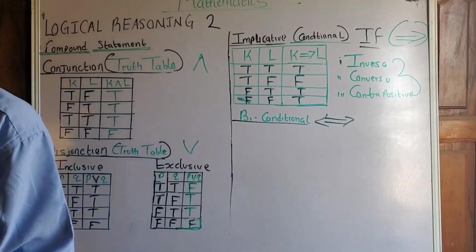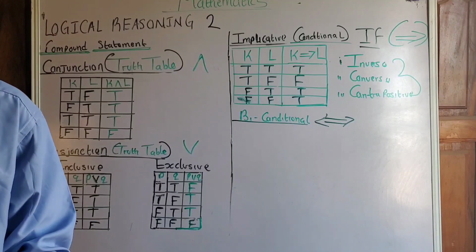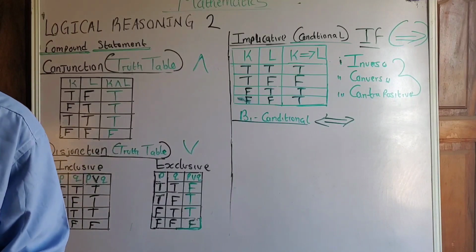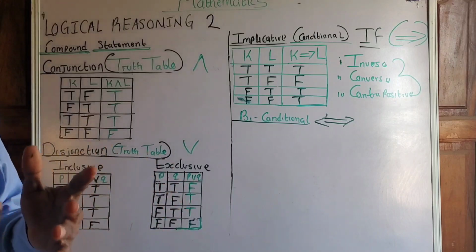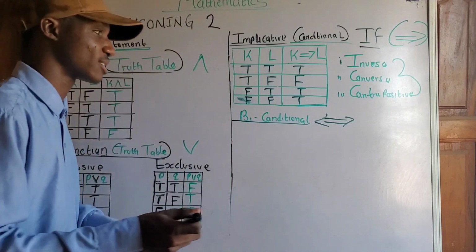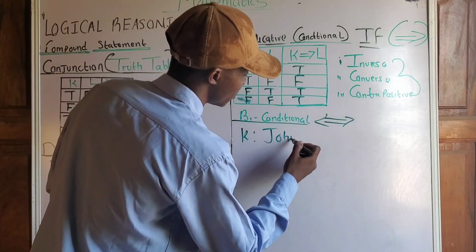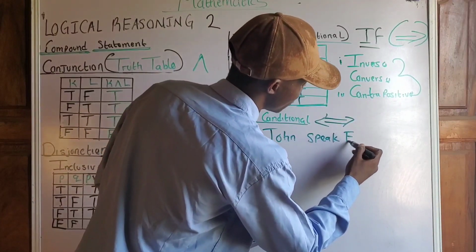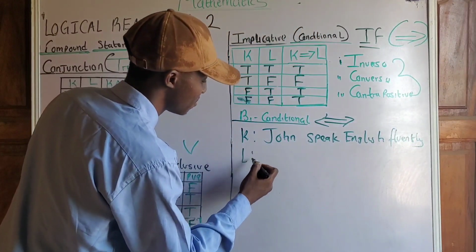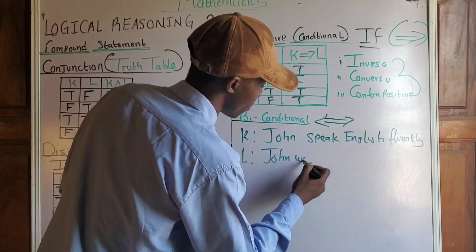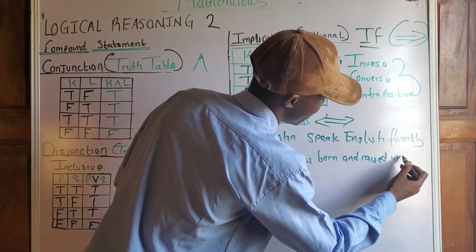For example, listen. A typical example of bi-conditional statement is this. John speaks English fluently. Are you getting it? And another statement is John was born and raised in England. John speaks English fluently and John was born and raised in England. Pay attention. Let K represent John speaks English fluently. And let L represent John was born and raised in England.